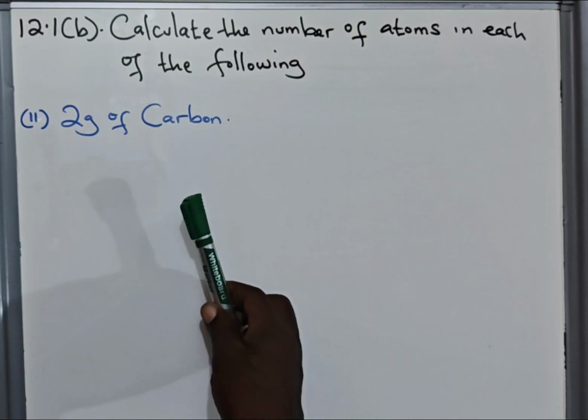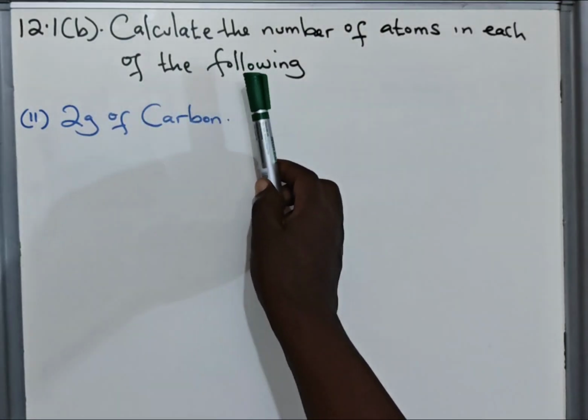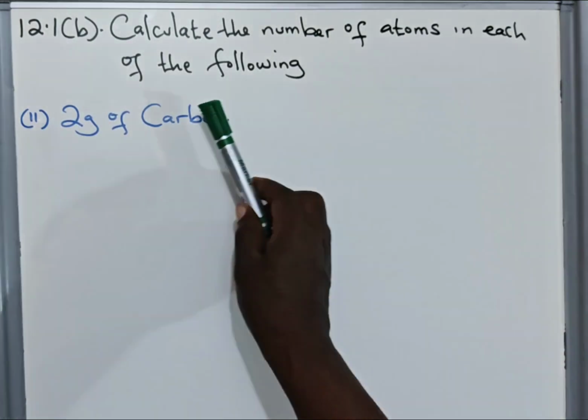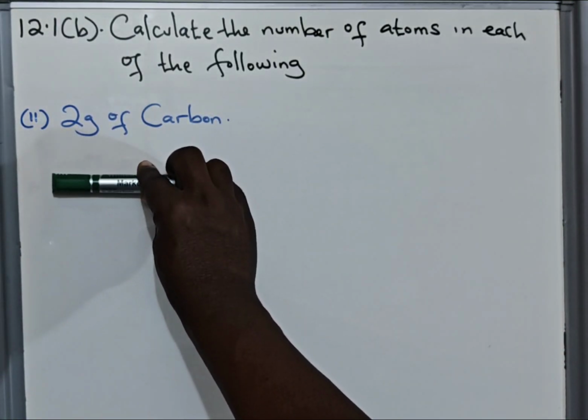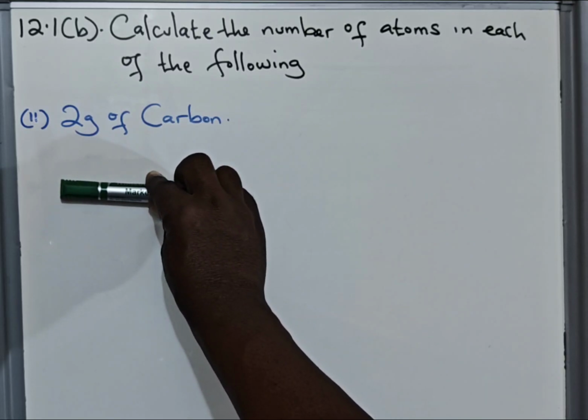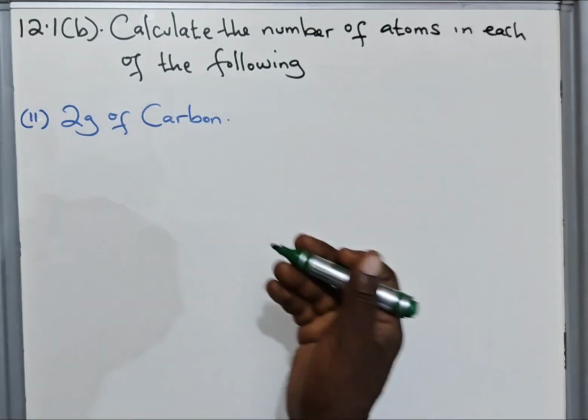Then we come to this one. It says, calculate the number of atoms in each of the following. What we have here is 2 grams of carbon. How do you go about this?